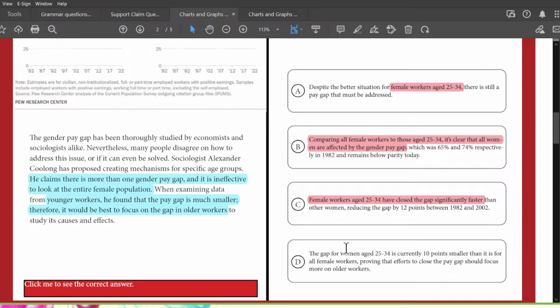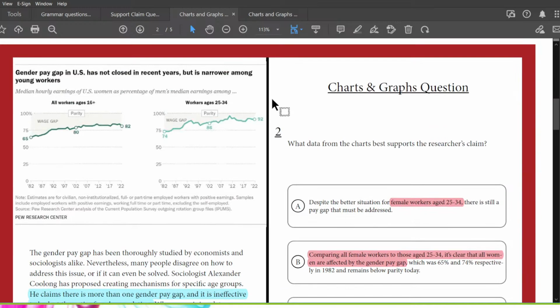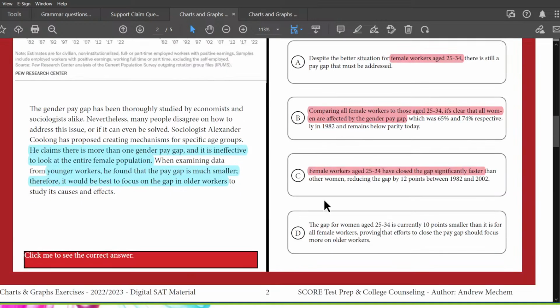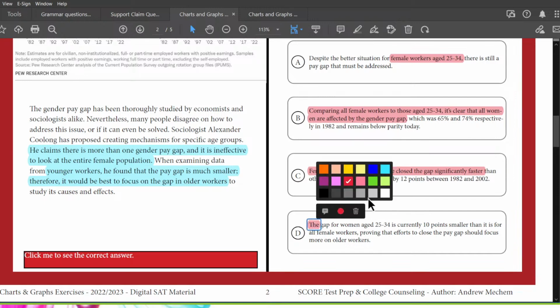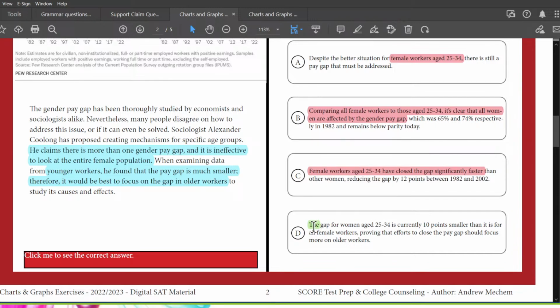Okay, see, this seems like this makes sense. 10 points smaller than it is for all female workers. It is 92 versus 82. That's 10 points smaller. Okay, this is good. This is an answer. I want to mark this answer. I like this answer. Yep, this is good. This is green. This is what we want.